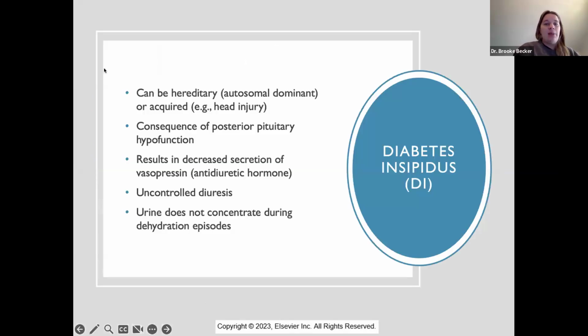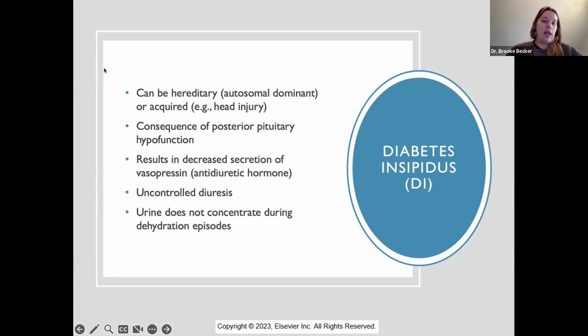Okay, diabetes insipidus. So this is hereditary or acquired. If it's hereditary, it's autosomal dominant, so one parent can give that gene and this kid can have diabetes insipidus. Or if they get into a traumatic injury and they have a head injury, then it can become an acquired condition. This is posterior pituitary hypofunction. So the posterior pituitary gland is not functioning like it should.